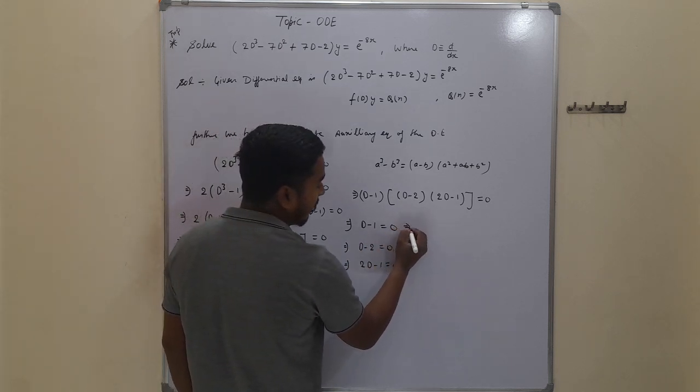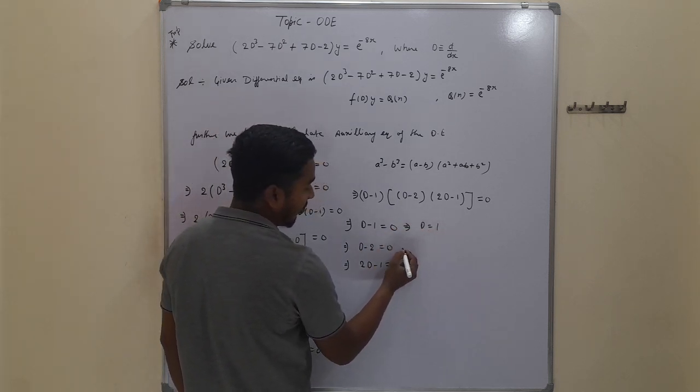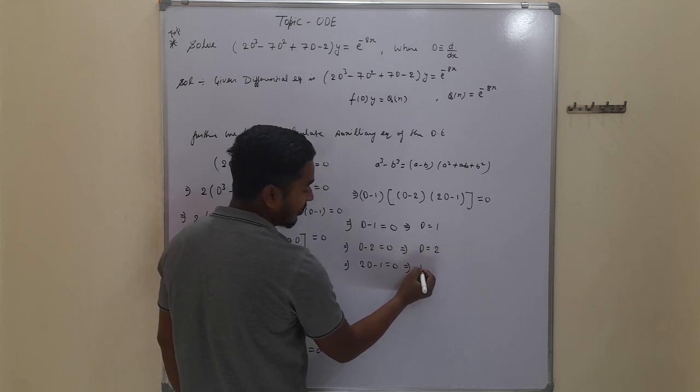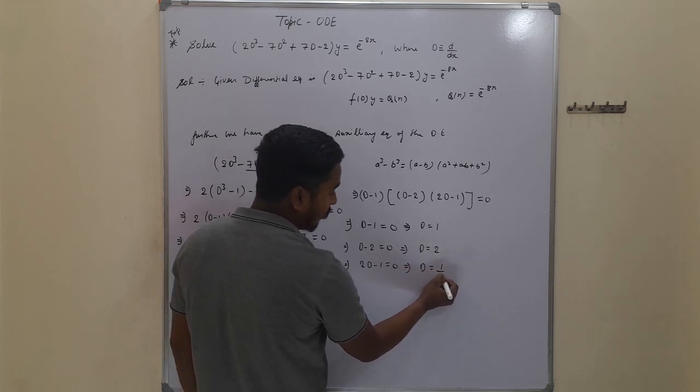From here we get D = 1, D = 2, and D = 1/2.